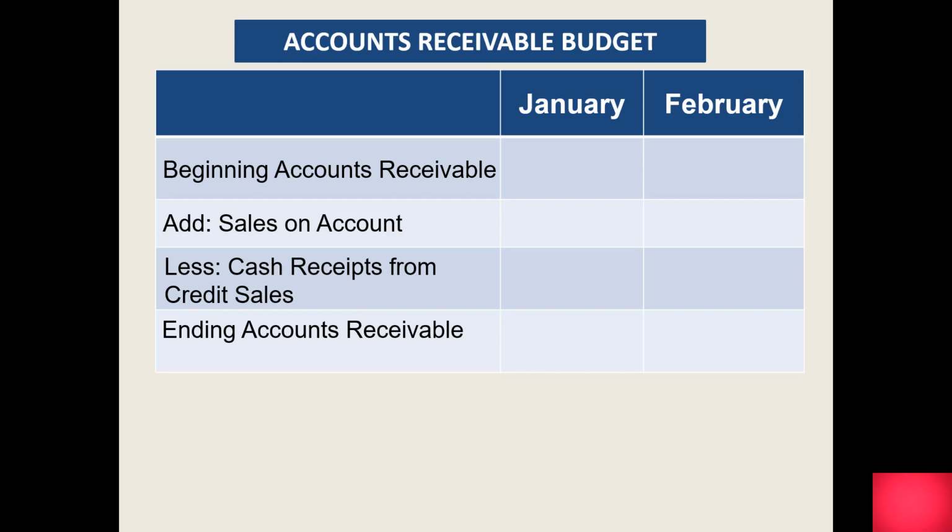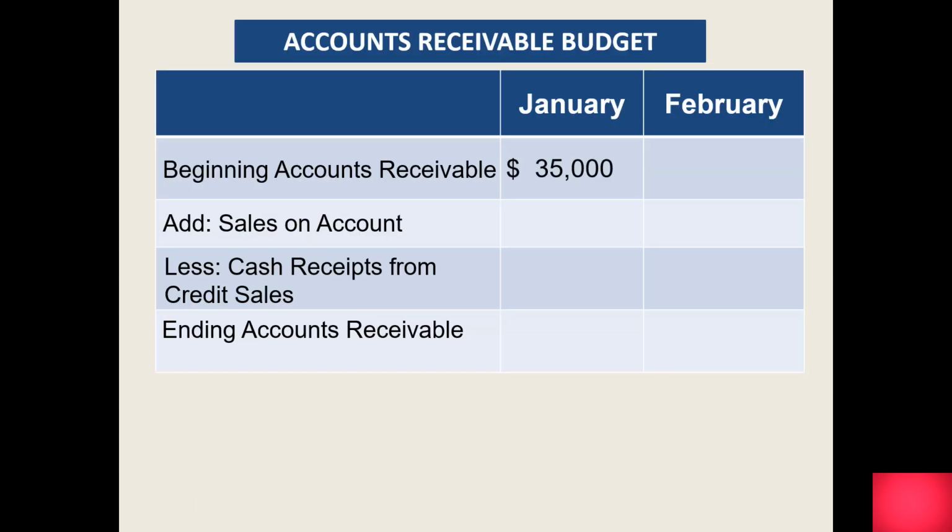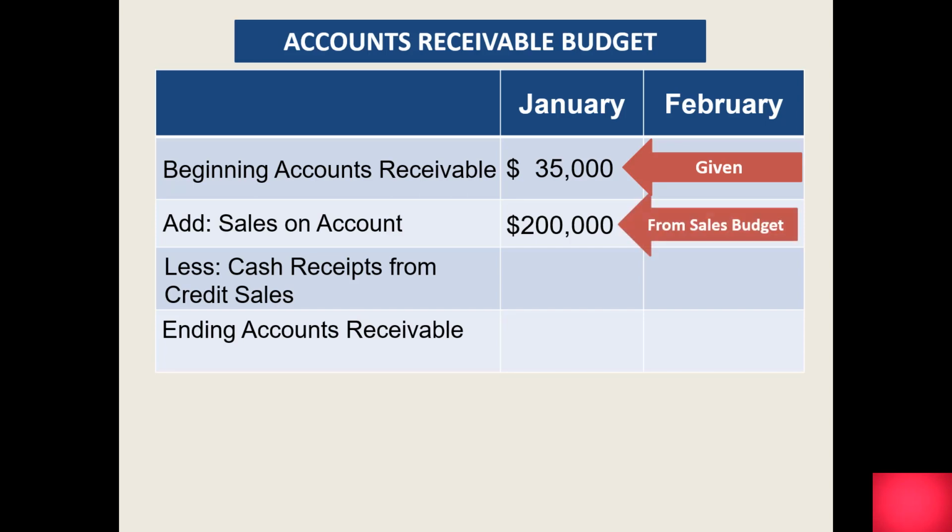We'll need to reference our information. We were told that accounts receivable would begin at $35,000. Sales on account are given to be $200,000 during the month of January. And we calculated cash receipts from credit sales to be $166,000 in our cash receipts schedule. This leaves us an ending accounts receivable balance of $69,000.